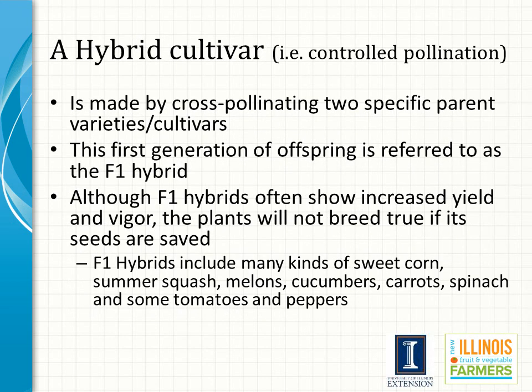Cultivar names followed by the descriptor F1 designate that seed as hybrid seed. F1, or first generation, does not mean genetically modified organism, or GMO, but instead refers to resulting seed made by cross-pollinating two specific parent varieties or cultivars. Although F1 hybrids often show increased yield and vigor, the plants will not breed true if their seeds are saved.